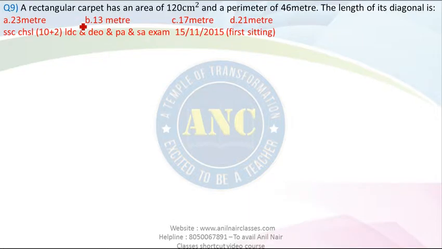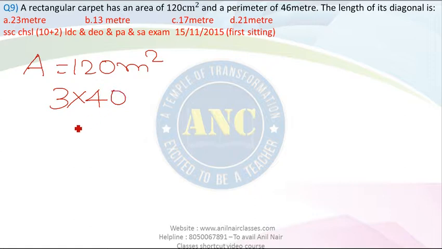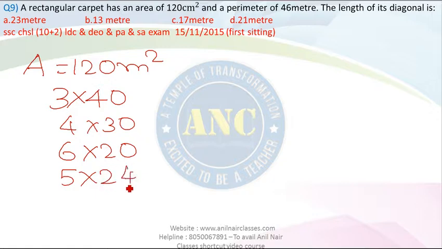Quickly tell me the answer for this question, sir. You should be very quick. A rectangular carpet has an area of 120 meter square. Forget about the other things. 120 means 1 into 120, 2 into 60, 3 into 40, 4 into 30, 6 into 20, or 5 into 24 also I can write, 8 into 15, and then the reverse of these things will follow. 15 into 8, 24 into 5, 20 into 6, all those things reverse follows.